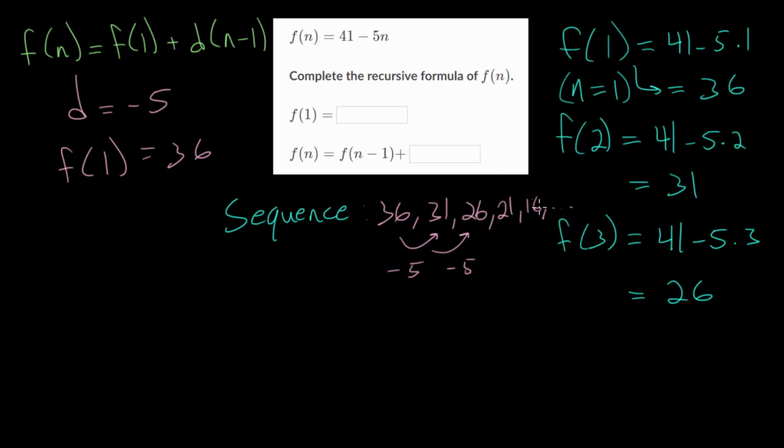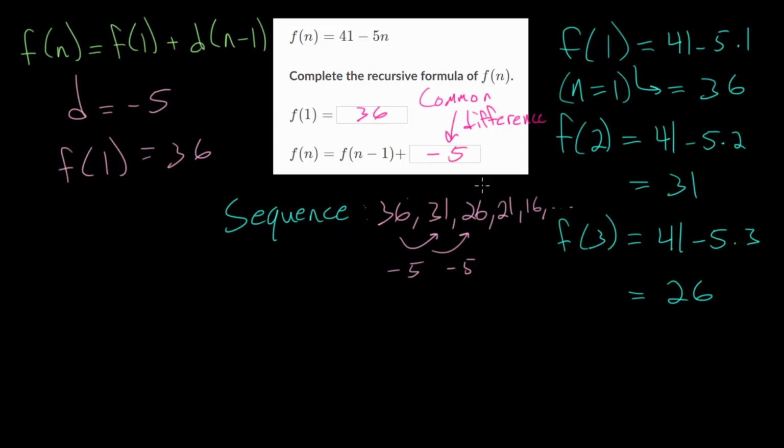And we need to rewrite the recursive formula for our arithmetic sequence. So we found the first term. We know that that's just 36. And with the pattern for our recursive formula, to find the nth term, you take the term before it and just add the common difference. So what we're looking for here, this is just our common difference, but we already found that. Our common difference is minus 5. So you can put minus 5 into the box.